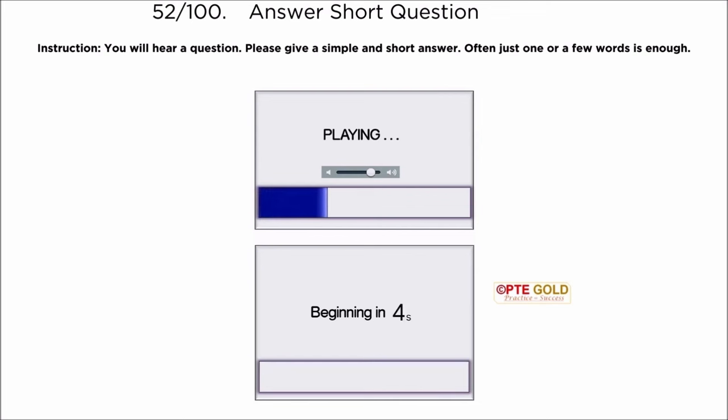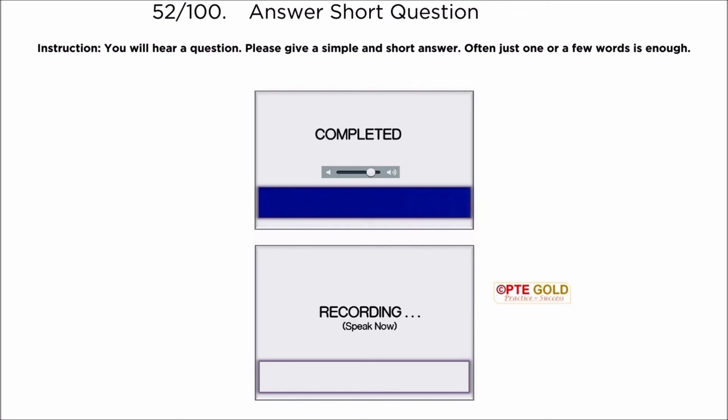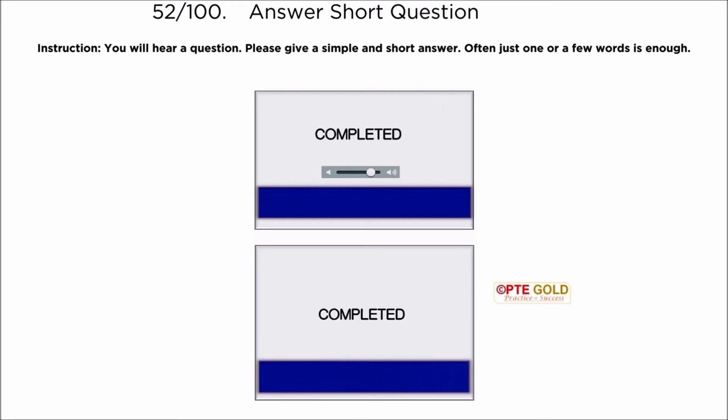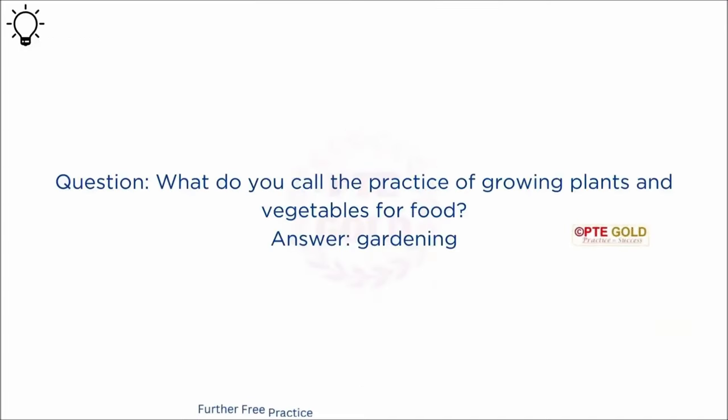What do you call the practice of growing plants and vegetables for food? Gardening.